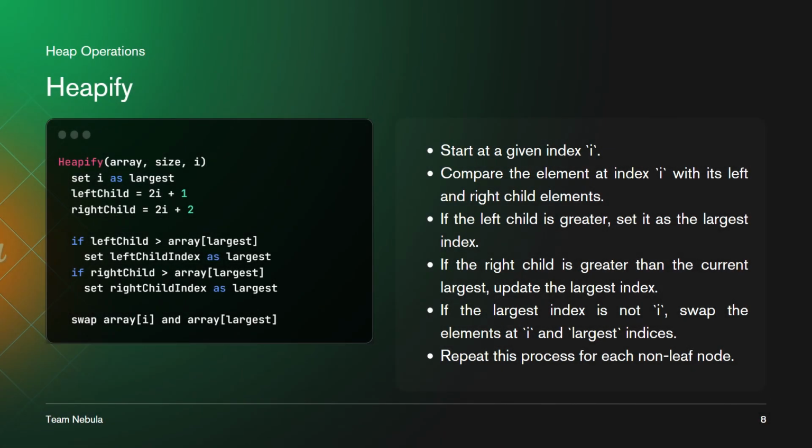So let's discuss the algorithm behind this. First, we start at a given index named i. Compare the element at index i with its left and right child elements. If the left child is greater, set it as the largest index. If the right child is greater than the current largest, update the largest index. If the largest index is not i, swap the elements at i and the largest index. Repeat this process for each non-leaf node.